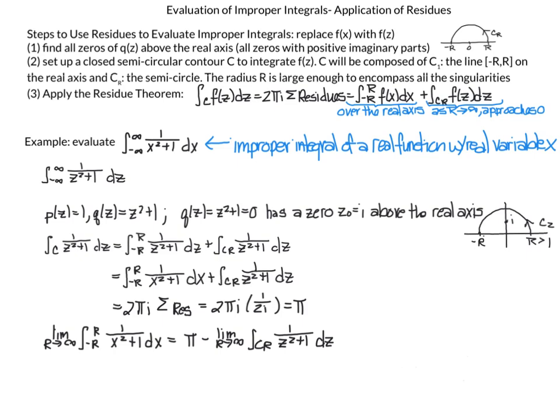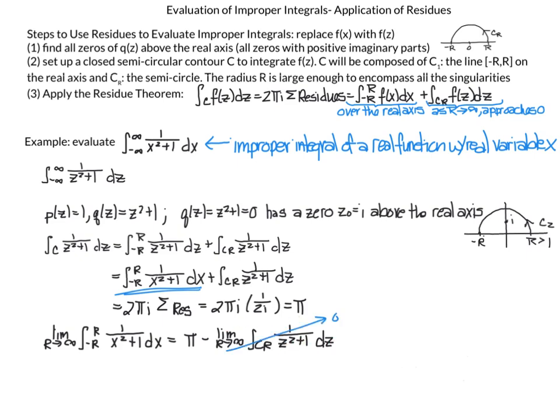So now what I have, I'm going to start with this here. I'm going to write the limit as r approaches infinity of our integral from negative r to r of 1 over x squared plus 1 dx is equal to, on this side of the equation, pi. We calculated that using the residue theorem. Then we subtract this from both sides, so we have minus the limit as r approaches infinity of the integral over C of r, 1 over z squared plus 1 dz.